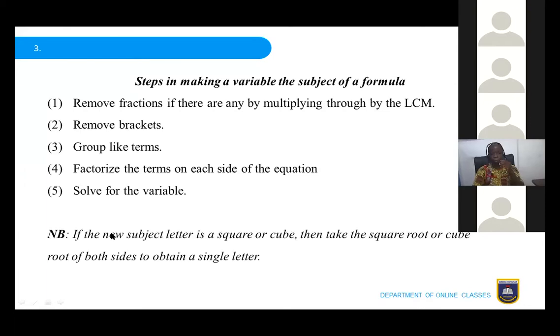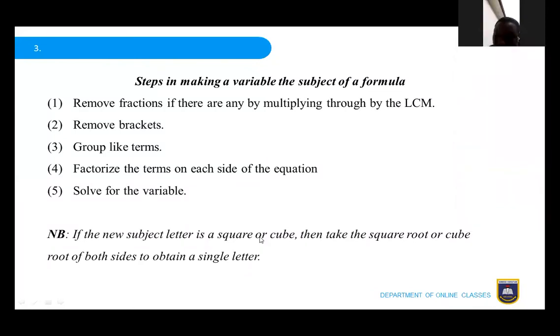That has also come. I said, if the new subject letter is a square or cube, then take the square root or cube root of both sides to obtain a single letter. So if there is a square root, what you need to do is to square. If the letter you are making the subject is in a square root, you square. The square is going to cancel the square root, so that the letter may stand alone. Then you can proceed. So you square both sides. Definitely, whatever you do to one side of the equation, you do the same thing to the other side of the equation.